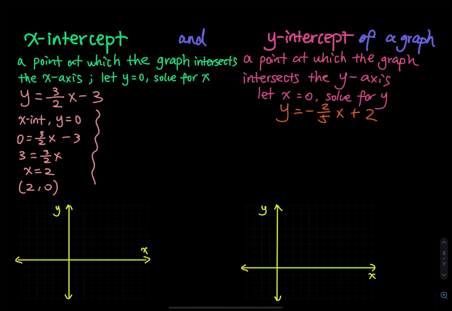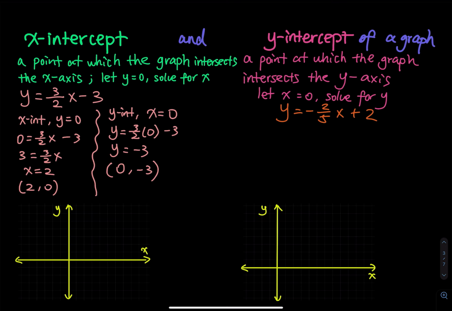And then on the other hand, for the y-intercept, this time we are going to let x equal 0, which is very easy. So y equals 3 over 2 times 0 minus 3, so y equals negative 3. As always, the y-intercept is a point, an ordered pair, so you should write 0 comma negative 3.